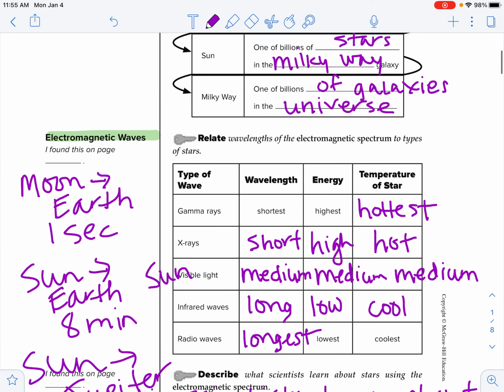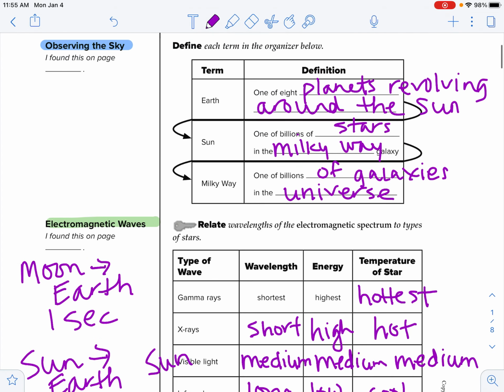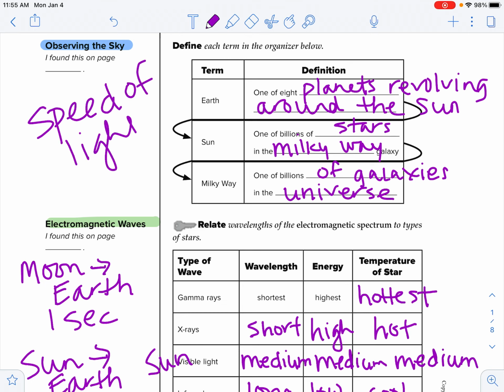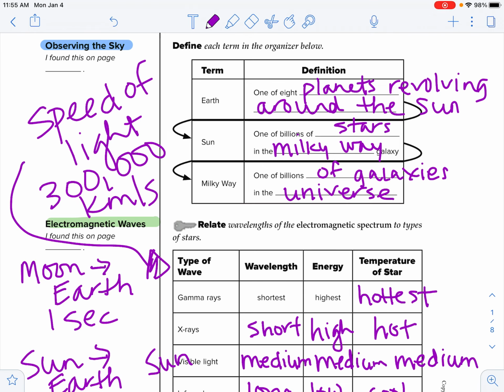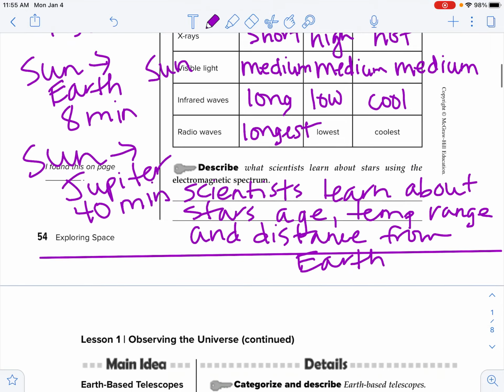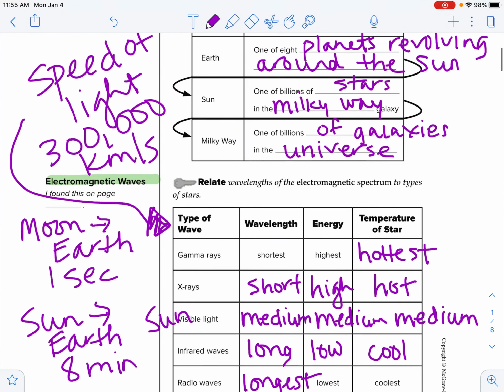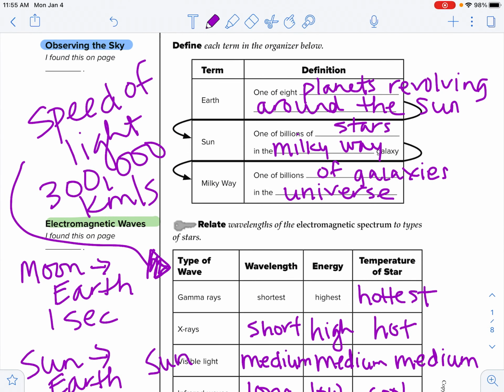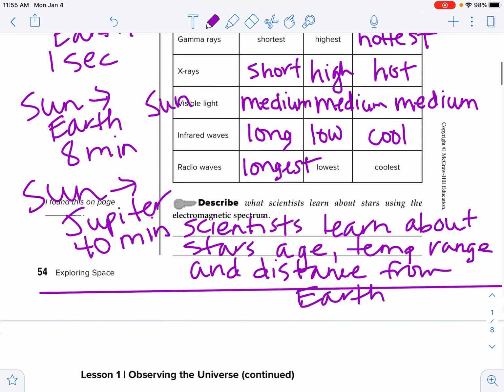I do want us to write the speed of light. And that is going to be for all of our waves. They all travel at 300,000 kilometers per second. So all of the waves travel that quickly, okay? All right, so make sure that you have this filled out for this very first part of our lesson.